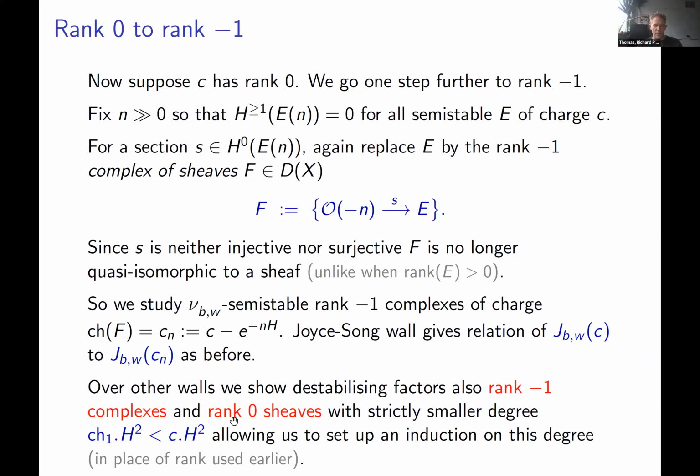So essentially, if you think of the rank zero sheaf, you can take its support and then take the degree of that support. That's here. That drops at every stage. Every time you split, you cross a wall and you split your semi-stable objects into pieces, you find those pieces have a rank zero piece with lower degree. And then therefore you get a similar inequality on the degree of the rank minus one piece. And that is enough now to set up another induction.